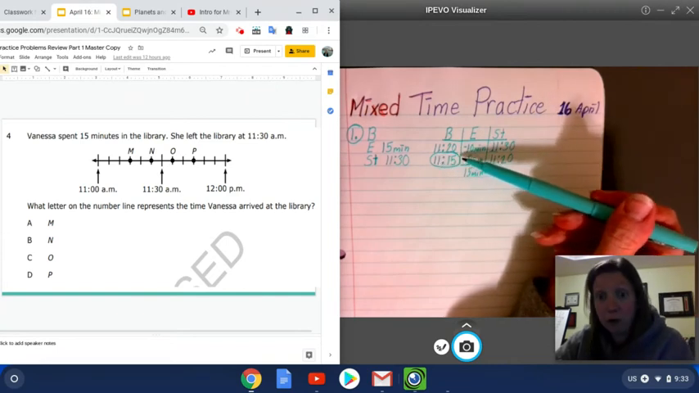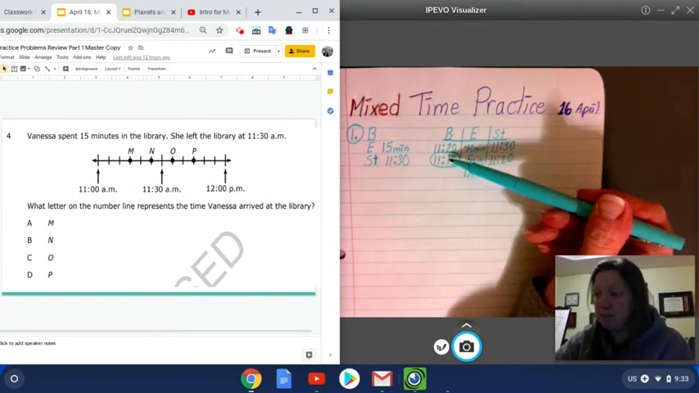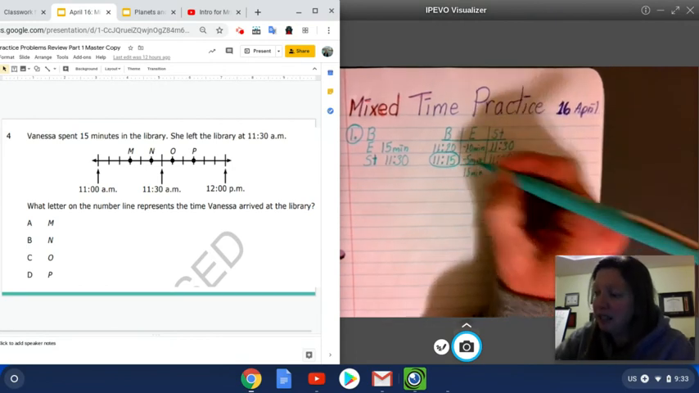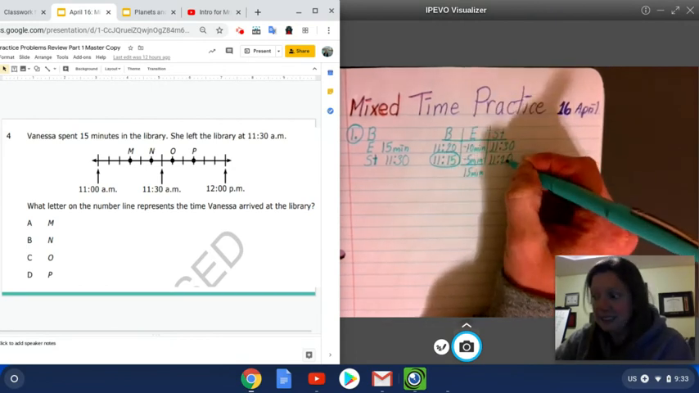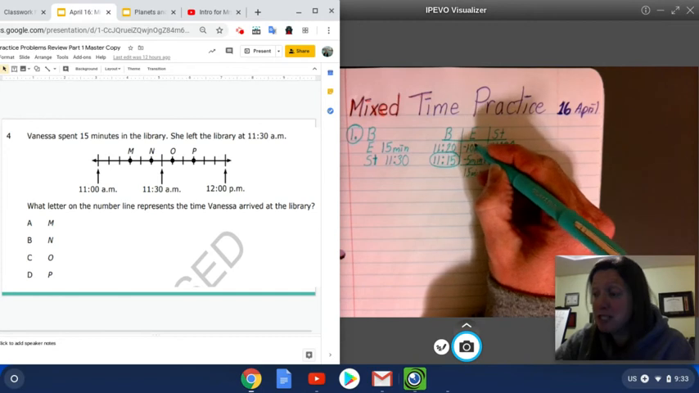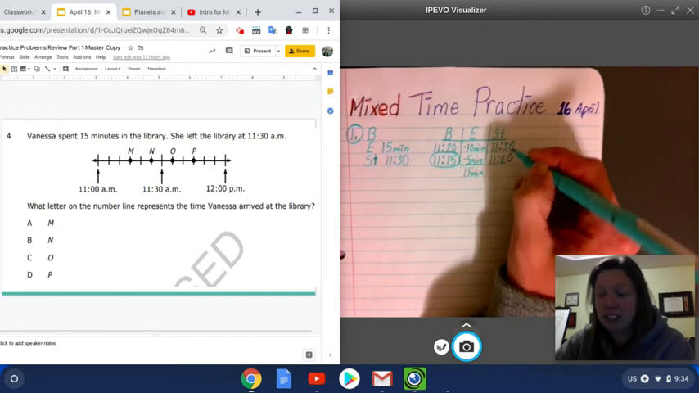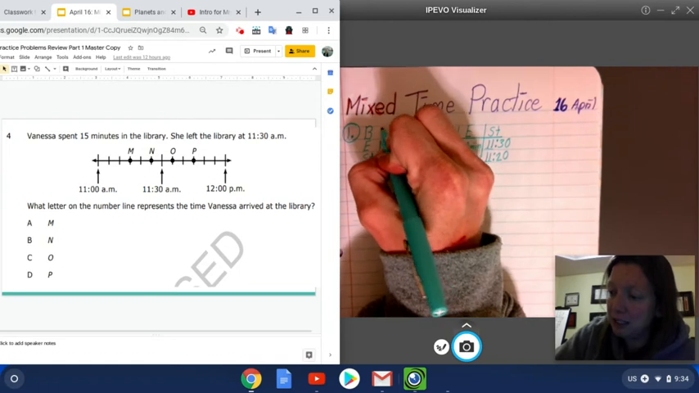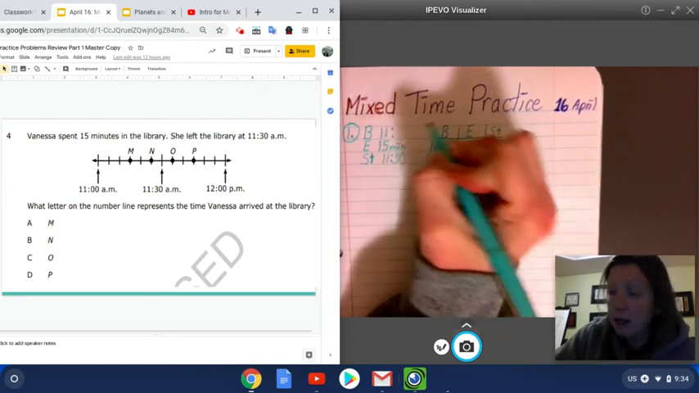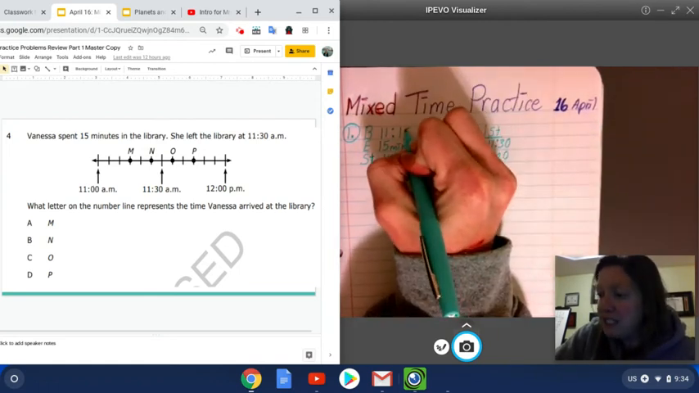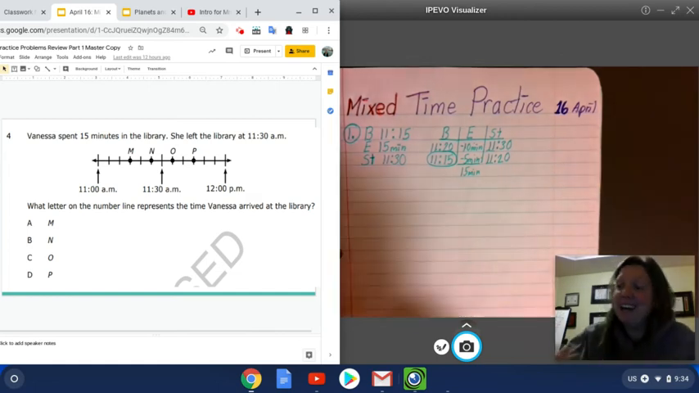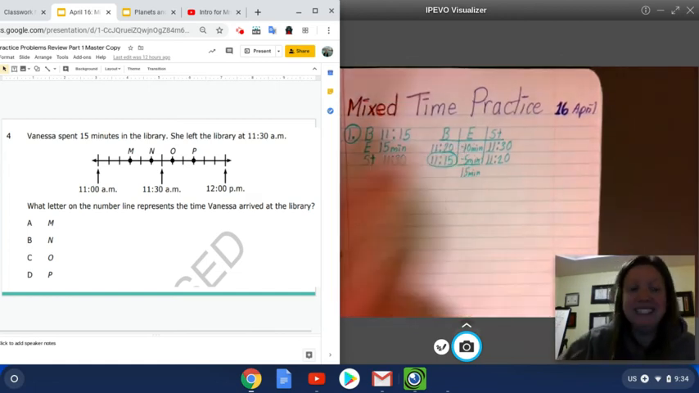Because that means 11:15, go forward 5 minutes. If she was there for 5 minutes, it would be 11:20. If it's 11:20 and she stayed 10 minutes, it'd be 11:30. So that's a way to check our work. So my answer is 11:15. Now, I figured it out using my T-chart.